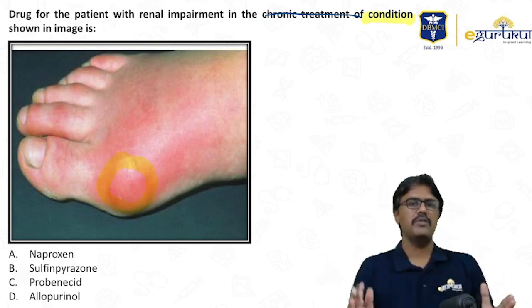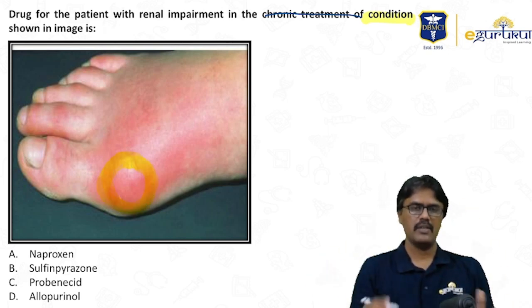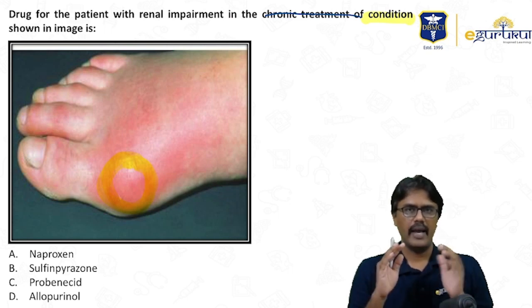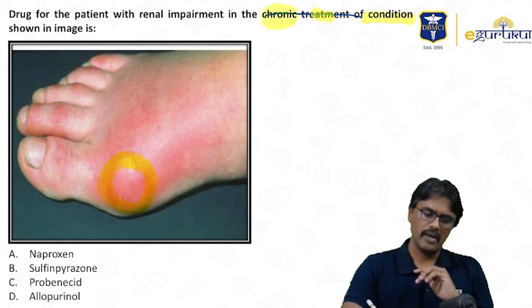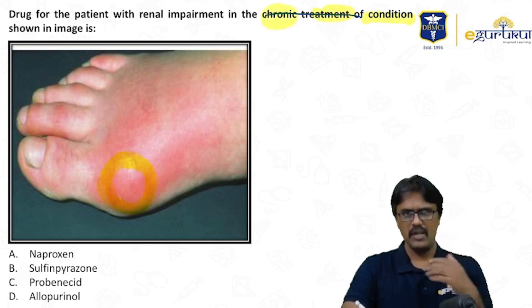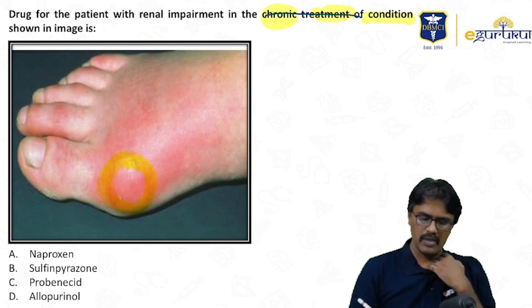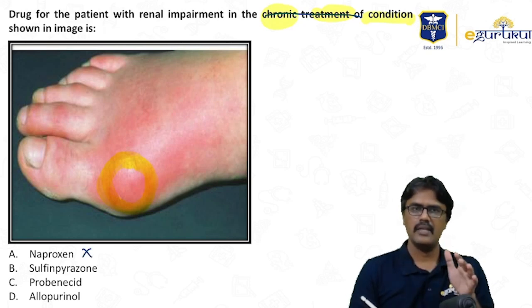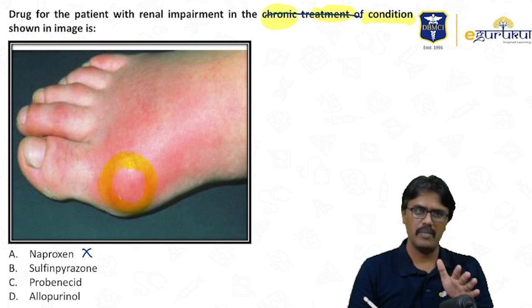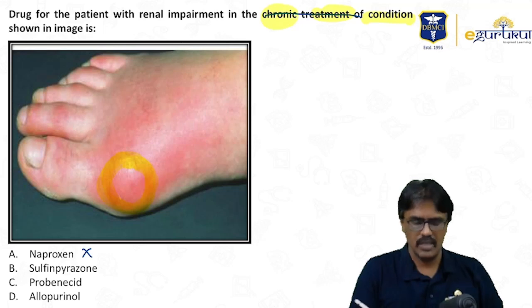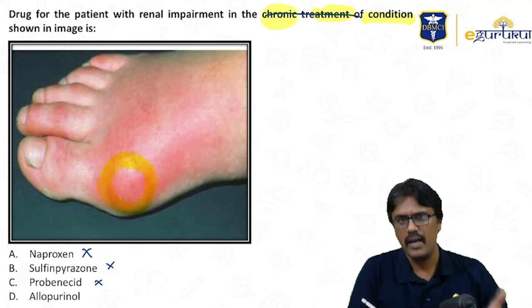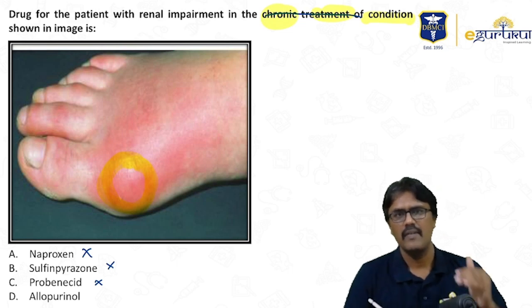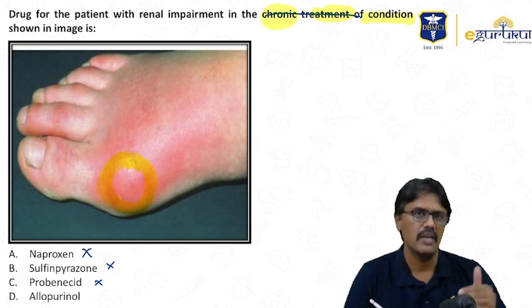Now, in the future, if you see this swelling of the first metatarsophalangeal joint, the diagnosis goes towards acute gout. Here they have asked for chronic treatment which is safe in renal impairment. Naproxen is an NSAID, and NSAIDs are not used in renal impairment because they themselves can cause renal impairment with chronic usage. Sulfinpyrazone and probenecid are uricosuric drugs, and they are not used in renal impairment because they will work only if the kidney is functioning normally.